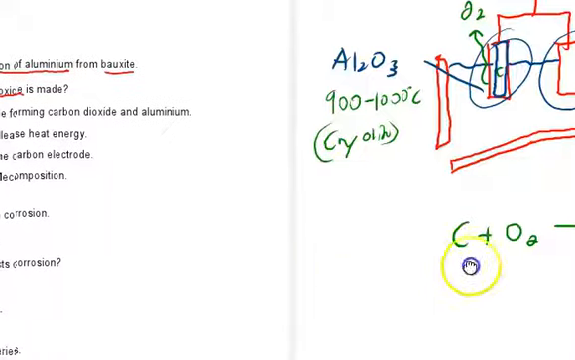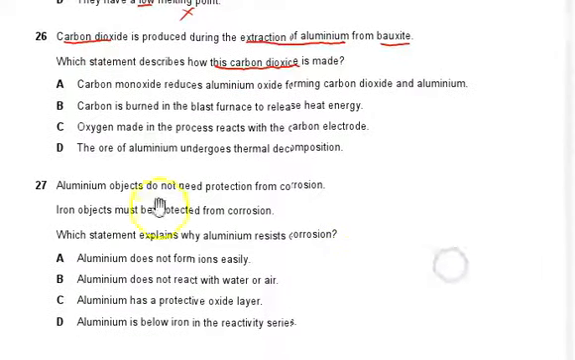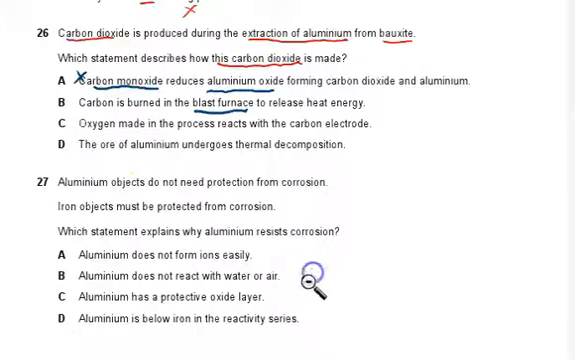Now let us look at the question here. Which one do you think is the best answer? Carbon monoxide reduces aluminium oxide? No, this one doesn't make sense. Carbon is burned in the blast furnace to release heat energy? Not really. Now look at C: oxygen made in the process reacts with the carbon electrode. Yes, this is the correct one, as I explained to you just now.